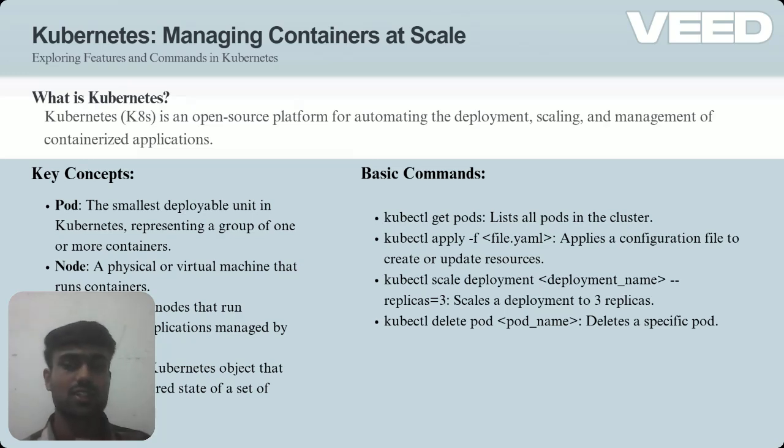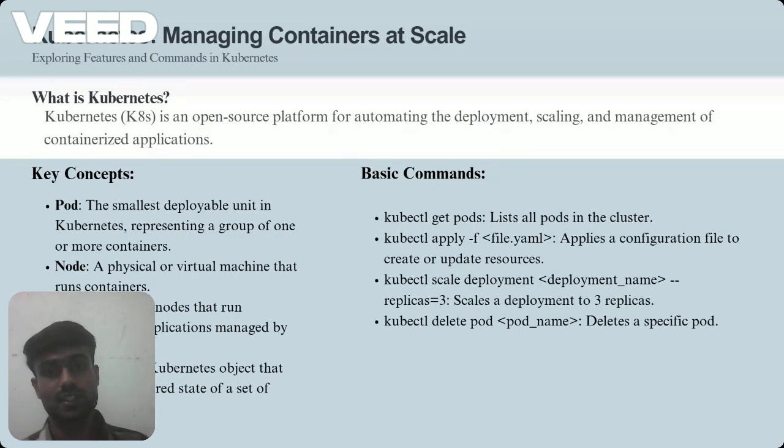Then there is node. A node is a physical or virtual machine that runs containers. Then there is a cluster, a set of nodes that run containerized applications managed by Kubernetes. And then there is deployment, a Kubernetes object that manages the desired state of a set of pods. So this was about the key terms in Kubernetes.